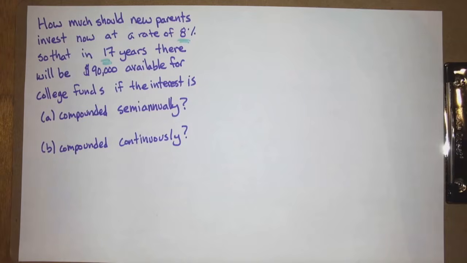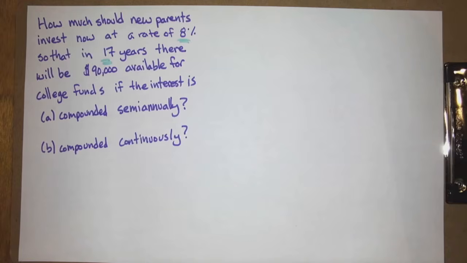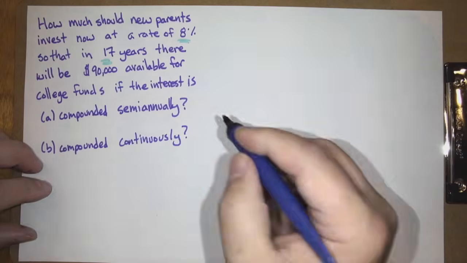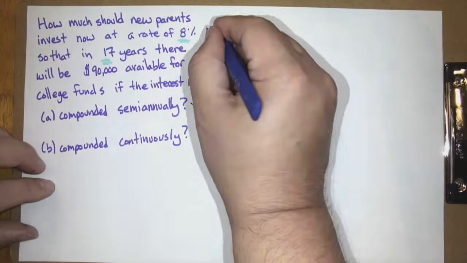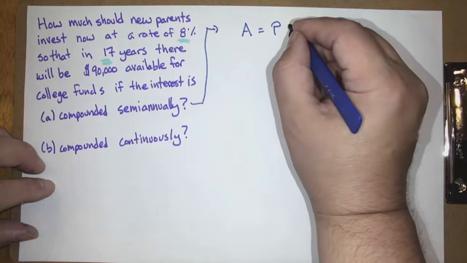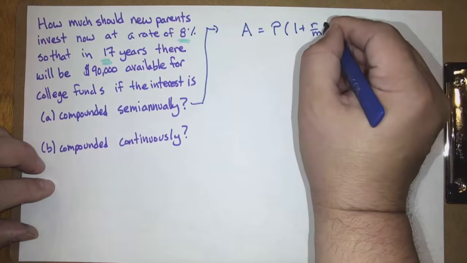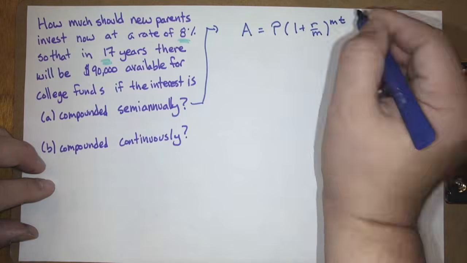We can do it in either order, A or B. Do you want to do A first, B first? A first, we'll start with A. Now A is, we're doing it in finite breaks. So we start with our basic formula. So we're in part A. So A equals P times 1 plus R over M to the MT.